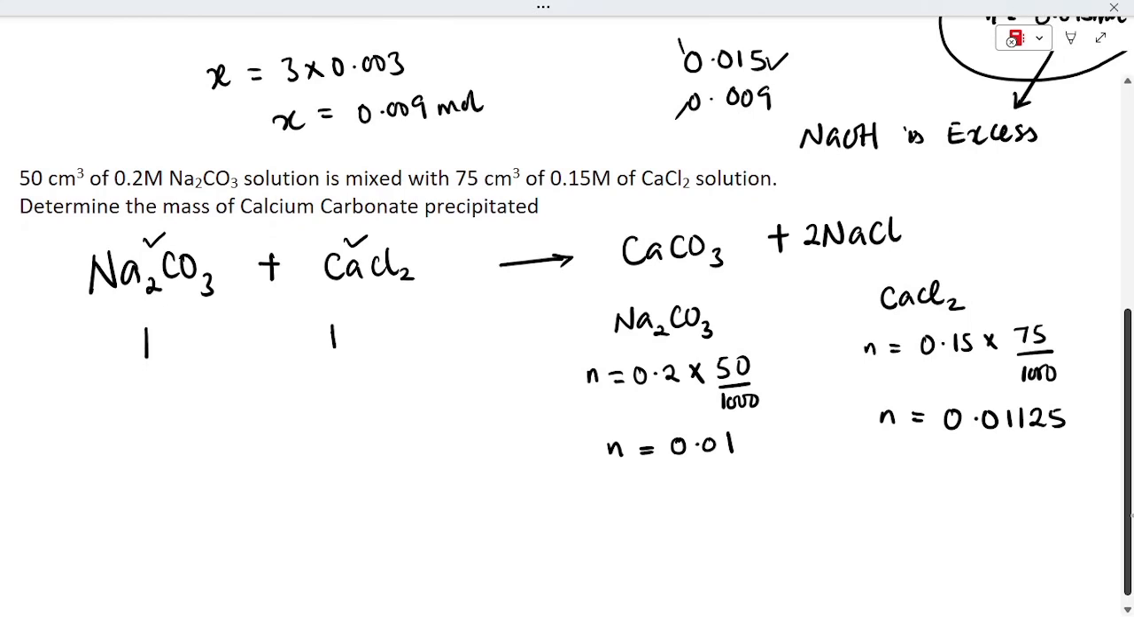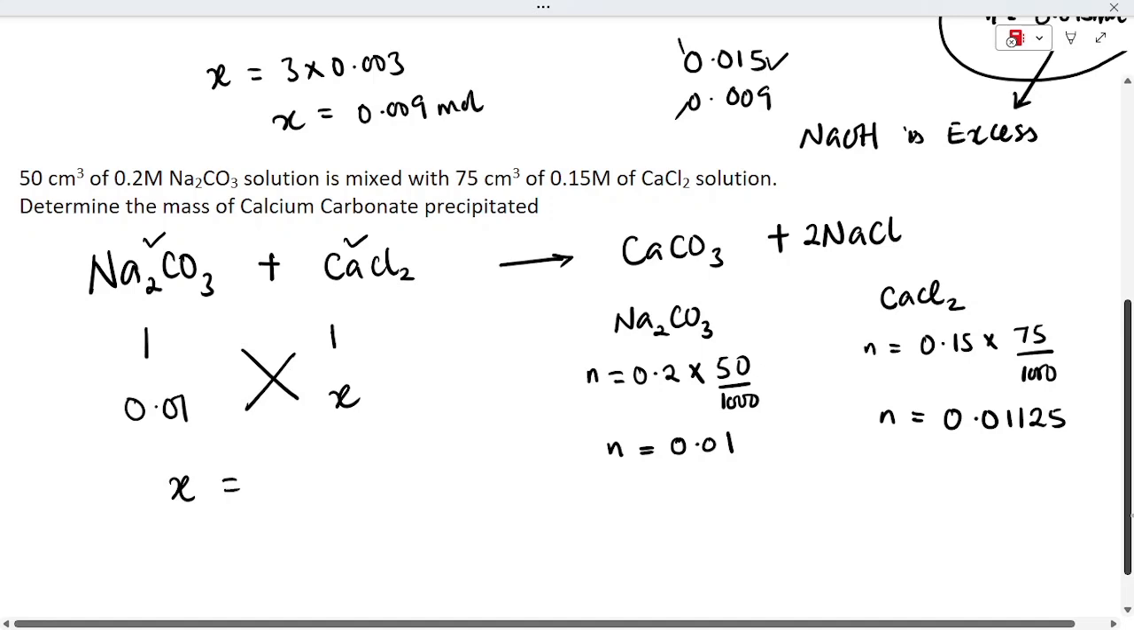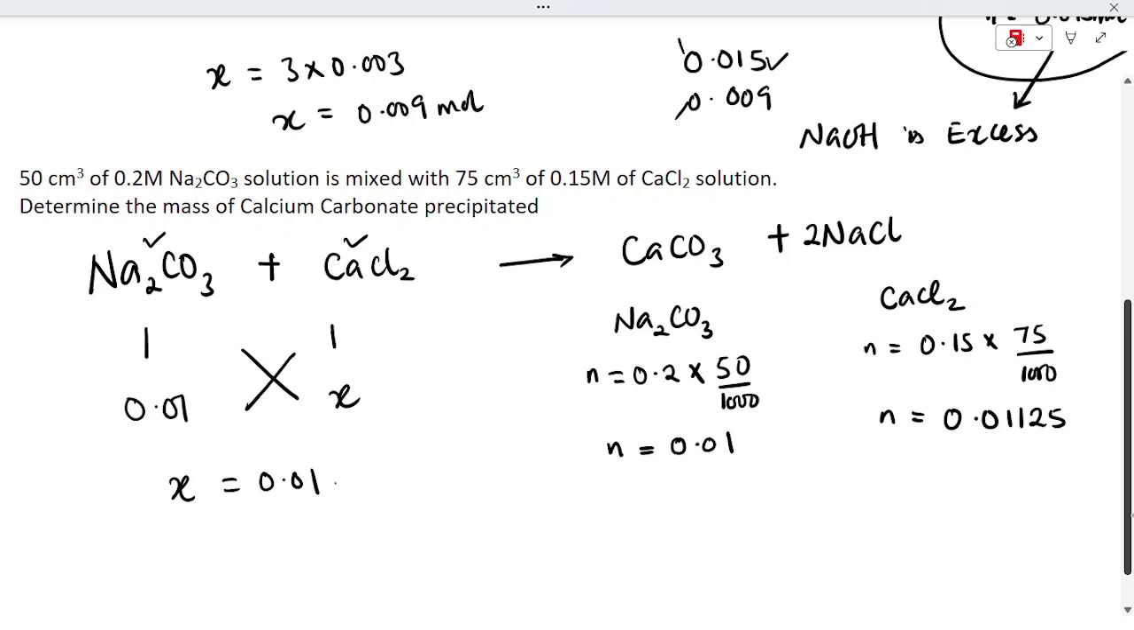But once again, let us test it out. We behave as if we don't know one of them in order to test our limiting reagent. So we don't know the value of calcium chloride. So we just say if 1 mole reacts with 1 mole, the question now is 0.01 mole of sodium carbonate should be reacted with what amount? X times 1 gives us X equals 0.01 times 1 gives us 0.01. So that means we actually require 0.01 mole of calcium chloride. But how much was given?